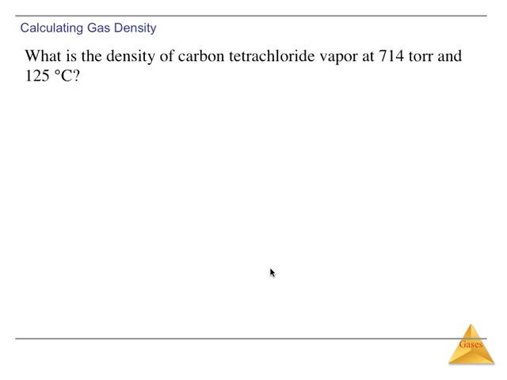So what's the density of carbon tetrachloride vapor at 714 torr and 125 degrees Celsius? Okay, I'm going to do givens. I know that it's carbon tetrachloride. I can calculate the molar mass of that because it's 1 carbon, 12.01, plus 4 times 35.45. That gives me a molar mass of 153.81 grams per mole.